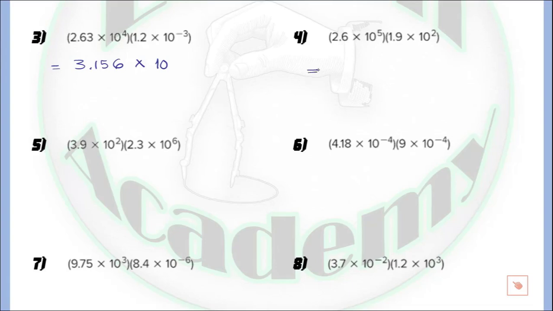In question number 4, we just multiply the number by the number. So we have 2.6 multiplied by 1.9. By multiplying, you will find that the answer is equal to 4.94 times 10 to the power 5 times 10 to the power 2. We write 10, and by adding the powers it will be equal to 7. There is only one digit at the left of the decimal. It means this number is written in scientific form. So the answer now will be 4.94 multiplied by 10 to the power 7.